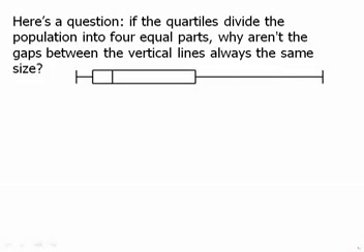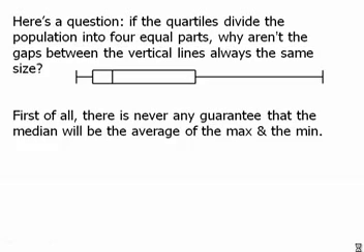Here's a question. If the 4 quartiles divide the population into 4 equal parts, why aren't the gaps between the vertical lines always the same size? So what we have here, we see completely different size gaps between the minimum and Q1, between Q1 and the median. Those are relatively small. Q1 and Q3 is very large, and Q3 to the max is the largest. Why are they different sizes if there's 25% of the population in each one?